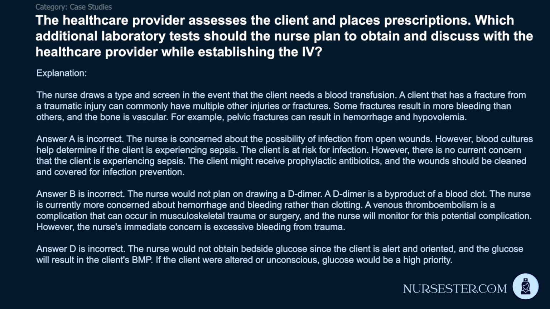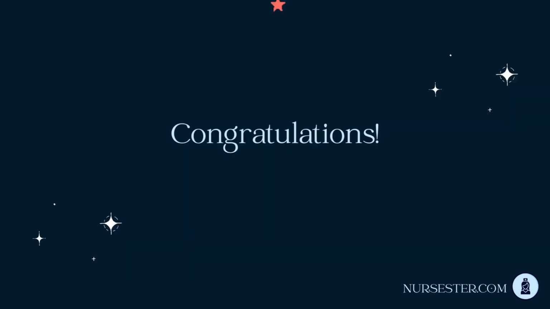Answer D is incorrect. The nurse would not obtain bedside glucose since the client is alert and oriented, and the glucose will result in the client's BMP. If the client were altered or unconscious, glucose would be a high priority.